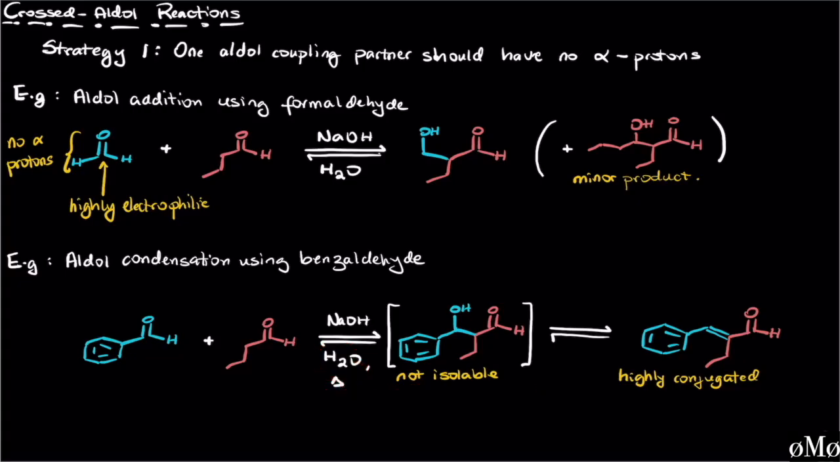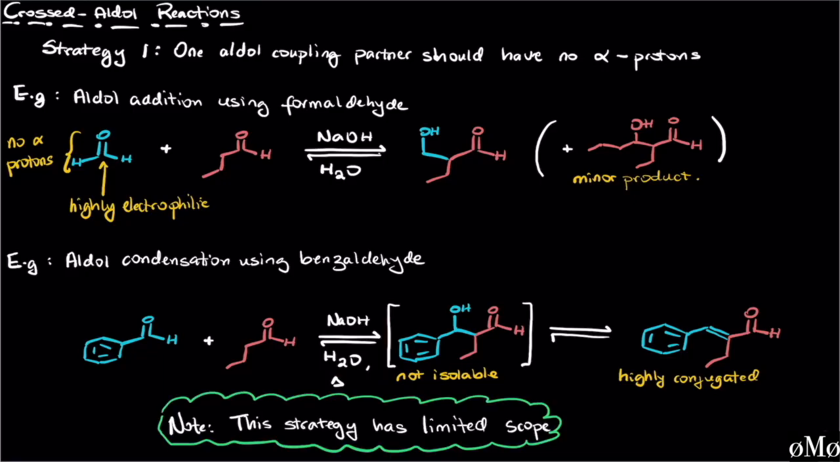And so what we just do essentially to very quickly form this highly conjugated system, you take benzaldehyde with any other aldehyde in your flask, and then you treat it under aldol condensation conditions. So you just heat it up, and then you will just get to this particular product in pretty high yields.